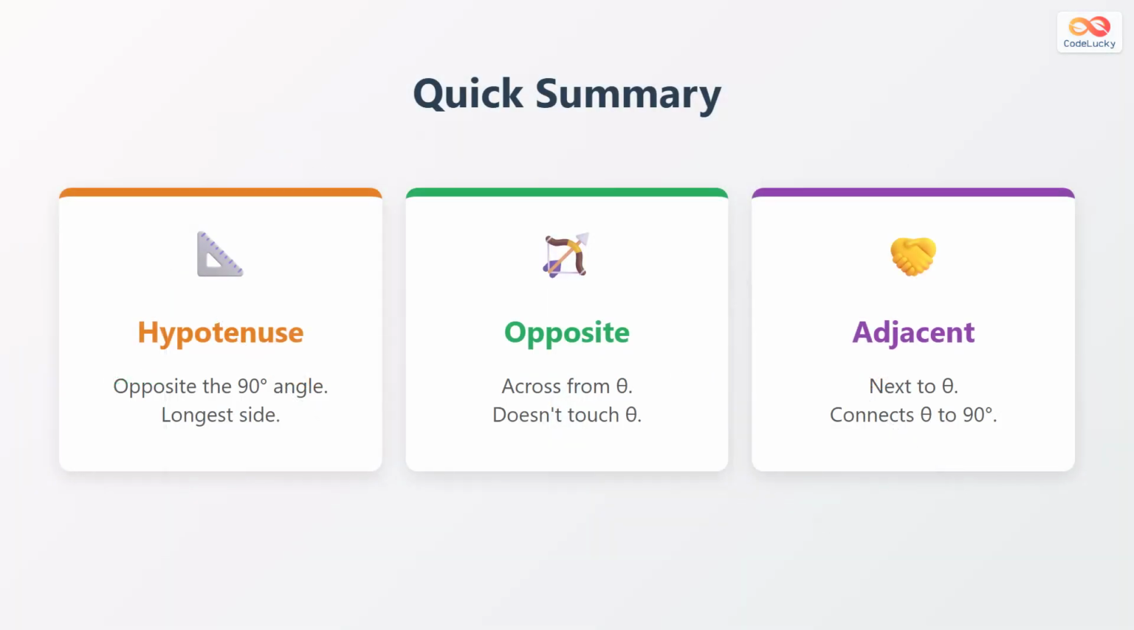Let's recap. The hypotenuse is the longest side across from the right angle. The opposite side is across from your reference angle, and the adjacent side is next to your reference angle. Master these definitions, and you are ready for SOH CAH TOA.